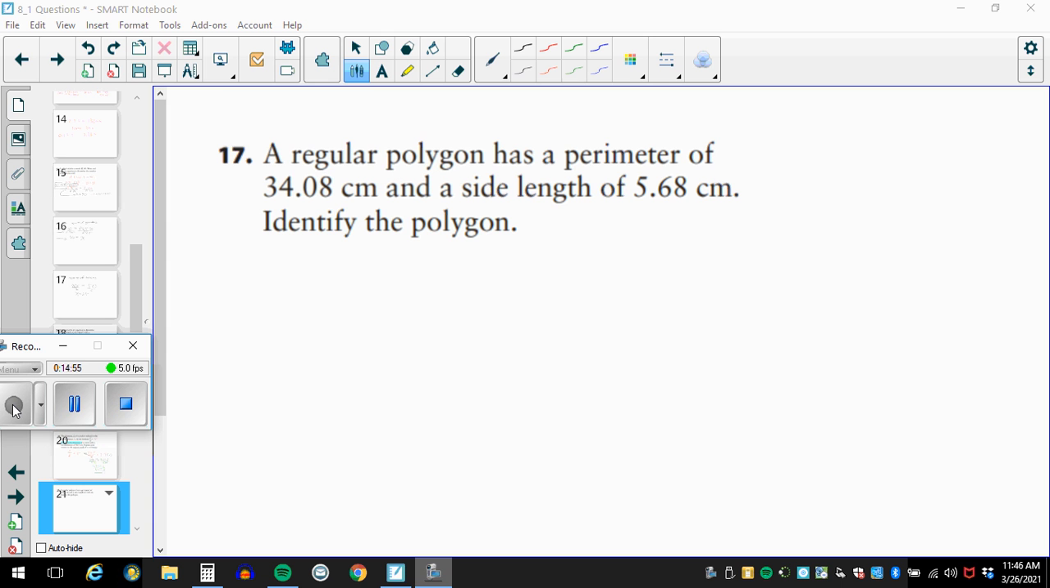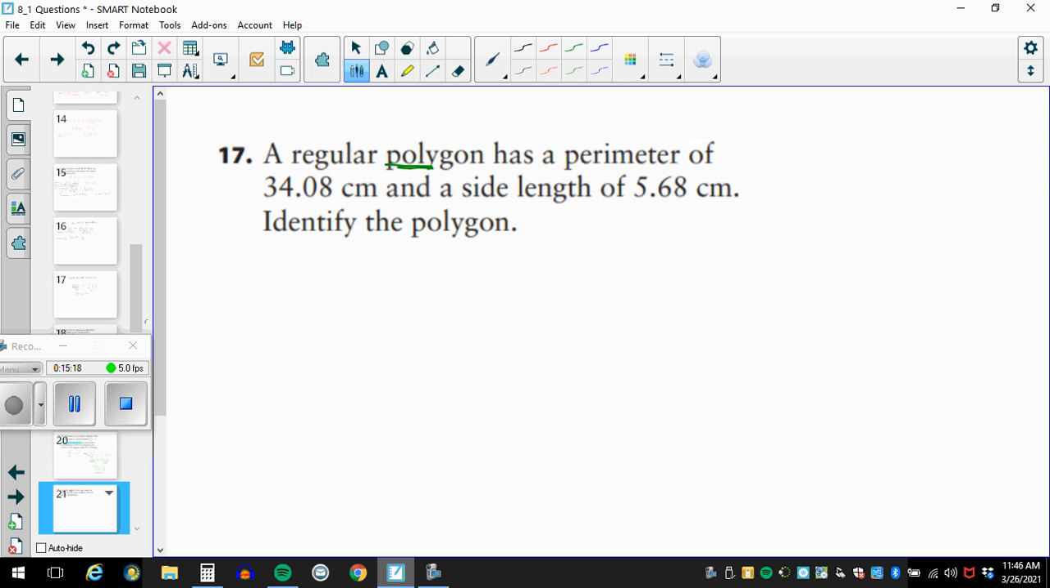Question 17 says a regular polygon. Now a polygon, poly means more than one. So a polygon is really 3 or more sides. We don't know if it's an octagon, which is 8 sides, or a decagon, which is 10 sides, or a pentagon, which is 5 sides. We just know it's a polygon. So we know it has sides that are all equal in length.